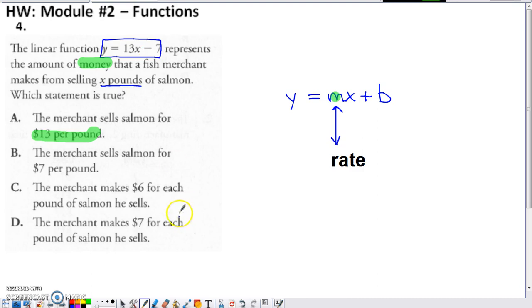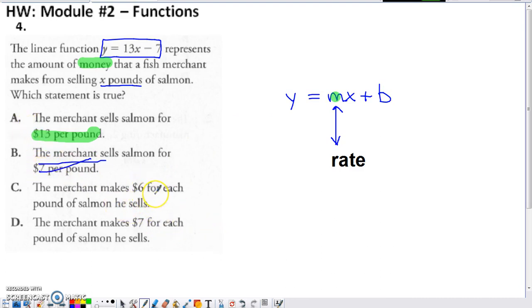Now, why can we rule out the rest of these? Well, the merchant sells salmon for $7 per pound. Well, this 7 is a rate right now, $7 per pound. We've never said that B is a rate, right? B is the beginning amount of something. So this is definitely not the slope. We can get rid of that option because of that.